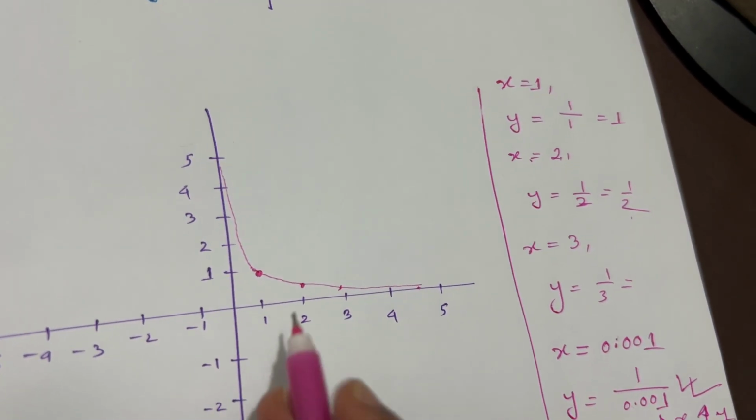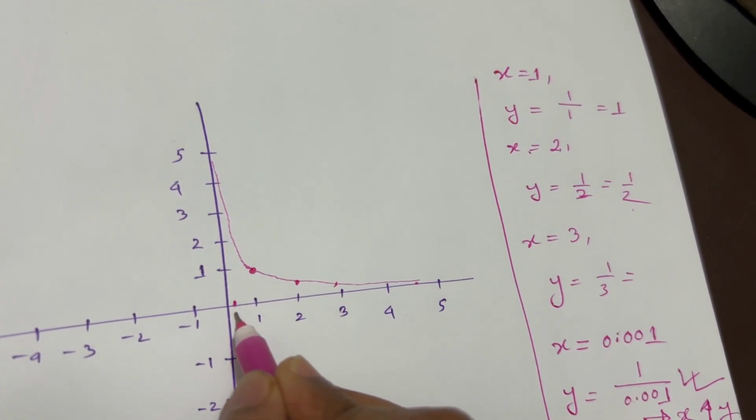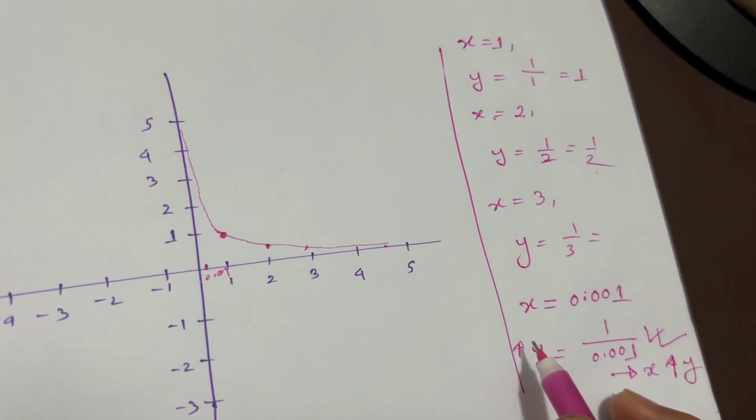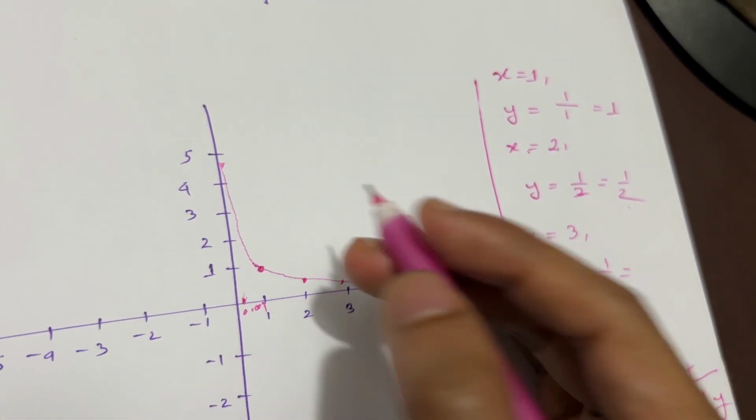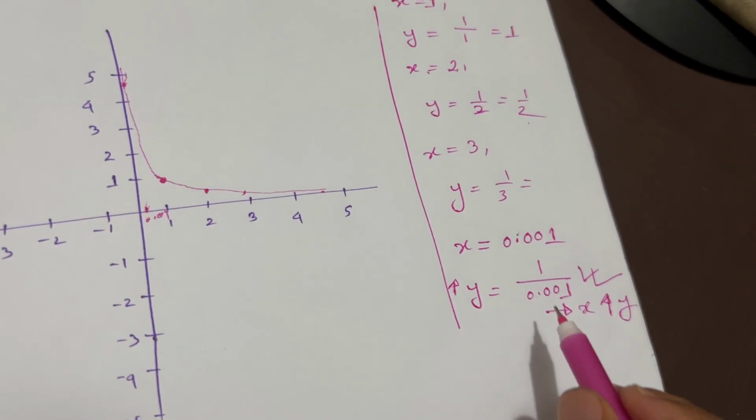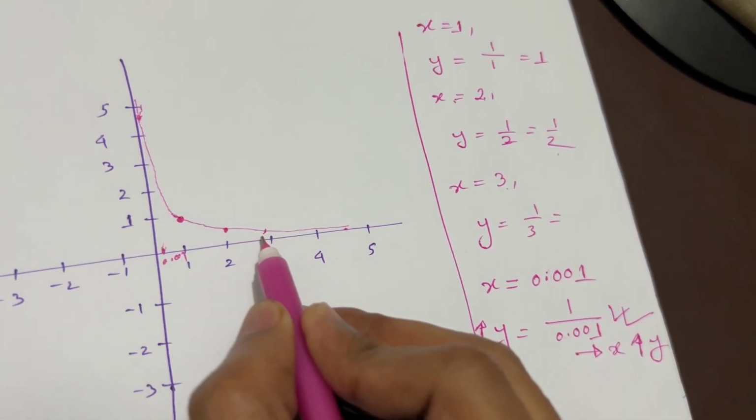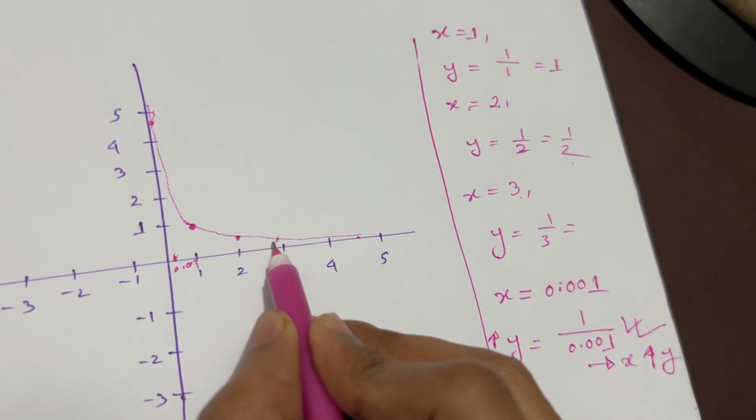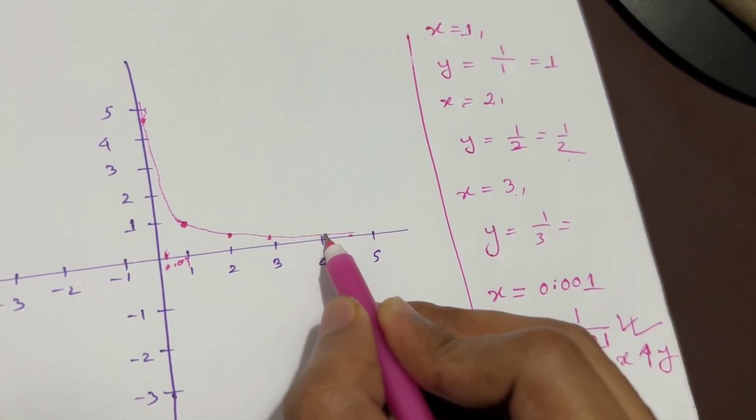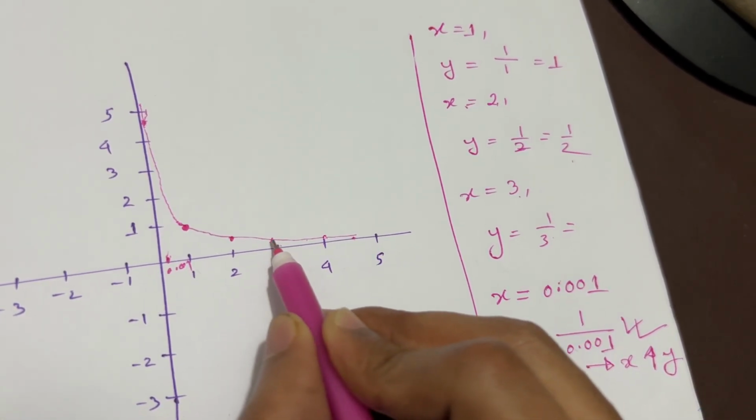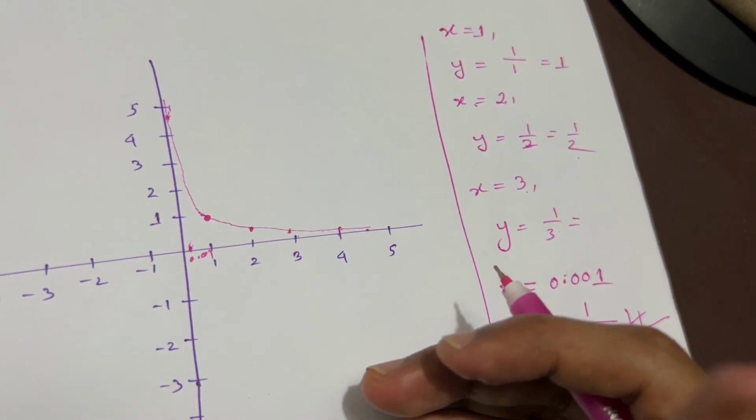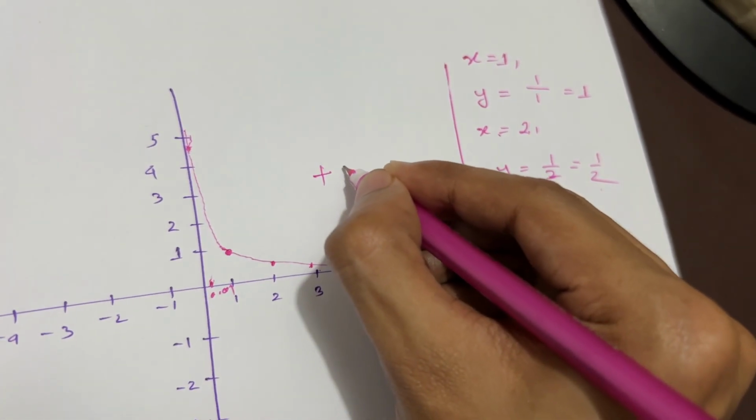If I decrease the value of x here, suppose x is 0.001, then the y value is highest, like this. When x is 3, y is 1 by 3, which is like this here. If I increase x to 4, then y is even smaller. So if I increase the x value, the y value is getting smaller. Okay, this is for the positive side, toward positive infinity.